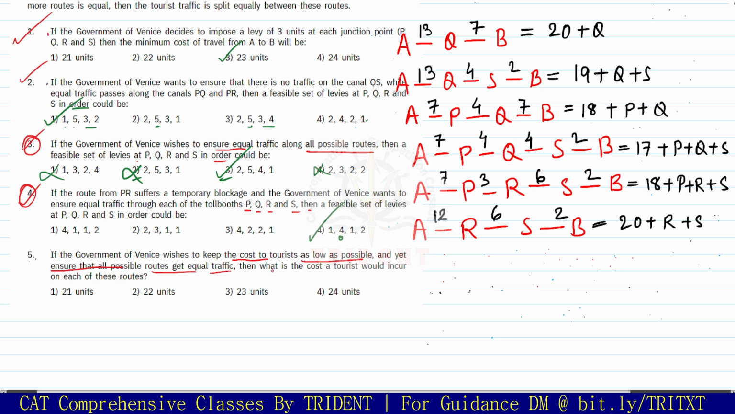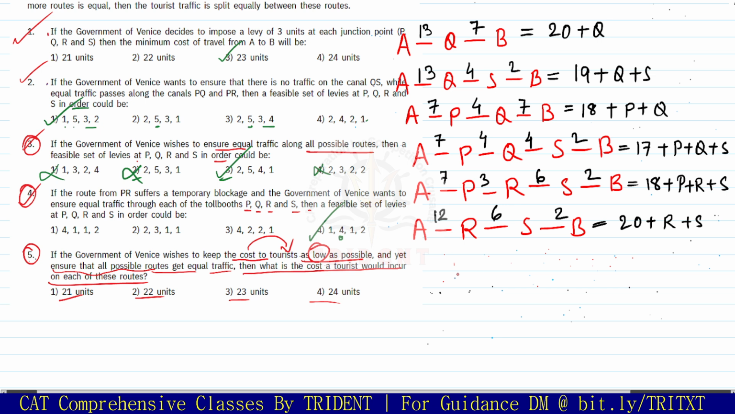Do we know the funda for equal traffic? Yes, tariffs need to be equal, and then what is the cost a tourist would incur on each of these routes? Please understand, the agenda is to ensure that the traffic needs to be equal along all possible routes, and the cost to the tourist is as low as possible. Now obviously start from the options. This is pretty much an option game.